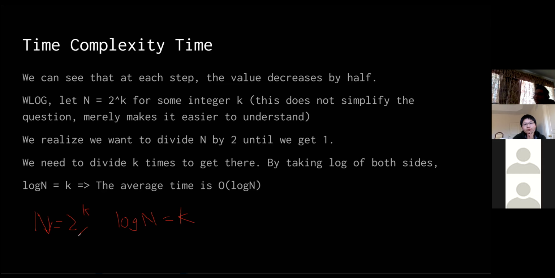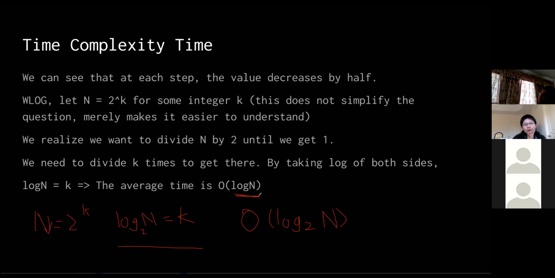So if it's 2 to the k, you take the 2 and you move it to the bottom. So log 2n equals k. And that's your answer. So basically, your time complexity is k because it takes k steps, and k is log 2n. And that is finally your value.